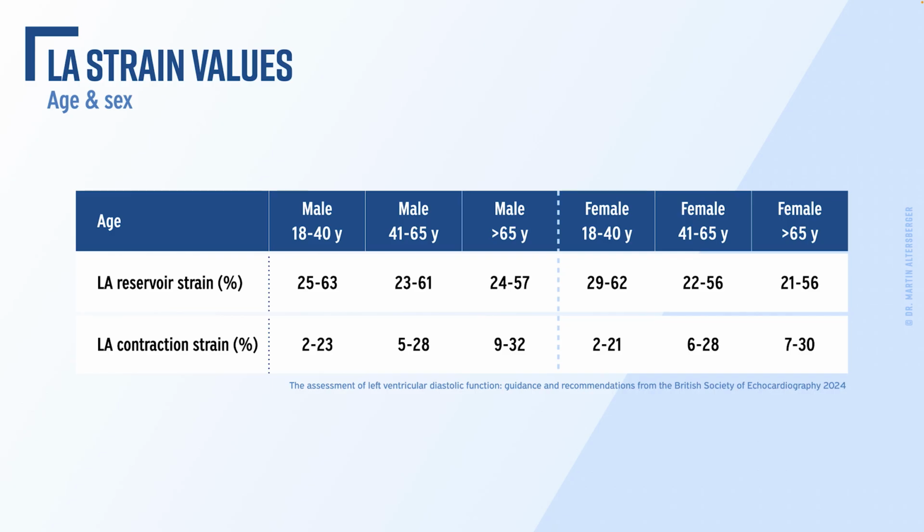Now, when we have very young, healthy individuals, especially sport individuals, the values can be significantly lower because atrial contraction is not that important. The older you get, the more important atrial contraction is. That also explains why the normal values are higher in a comparatively older population.